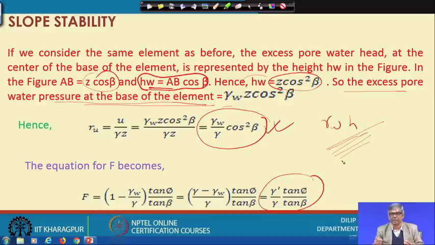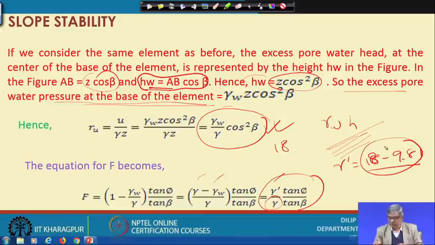Okay. So, simplifying the problem this way, your expression becomes γ submerged by γ, tan φ by tan β. What is γ submerged, the γ'? It is γ minus γ_w, and this γ is actually the total γ. So, if the soil has total γ of 18, then γ submerged will be 18 minus 9.81, that is the value for water. So, γ submerged will be this, divided by 18 multiplied by the original factor of safety, will be the actual factor of safety.